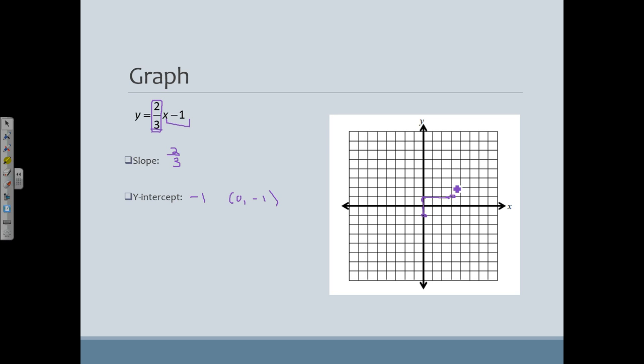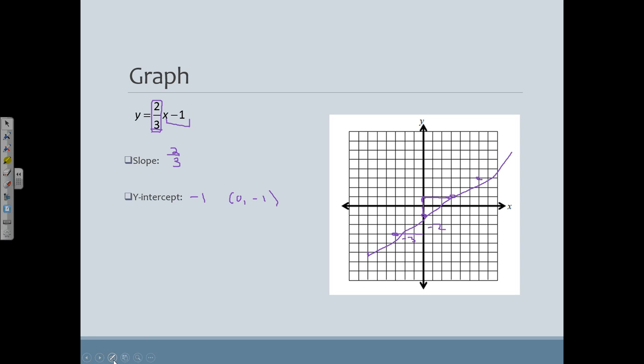If I go up 2 again and over 3 here, I can't go up any further, so let's go down in the negative direction. If I go down 2, that means I'm going to go negative 3. So I have a point here. And then I can just connect. If I go down negative 2 and back negative 3 again, I'm quite a bit off on that one. It's hard to draw a straight line with this mouse.